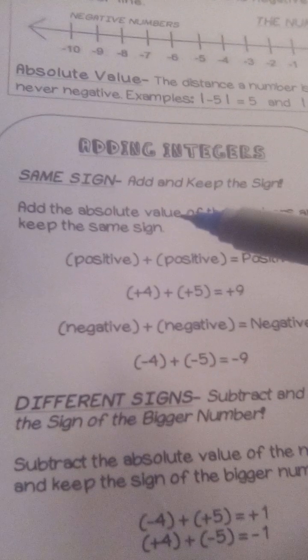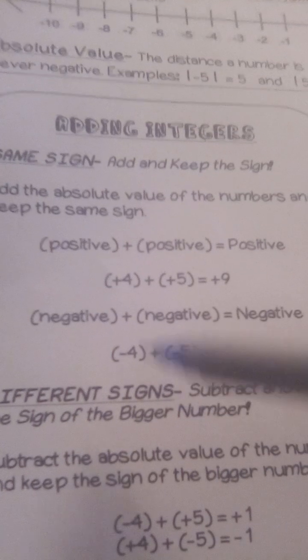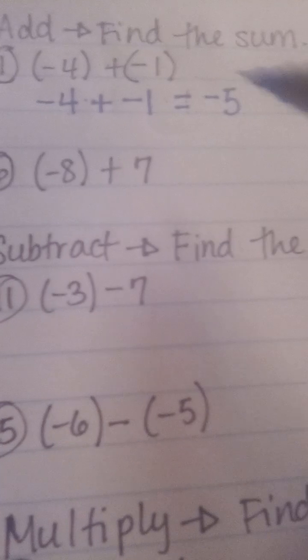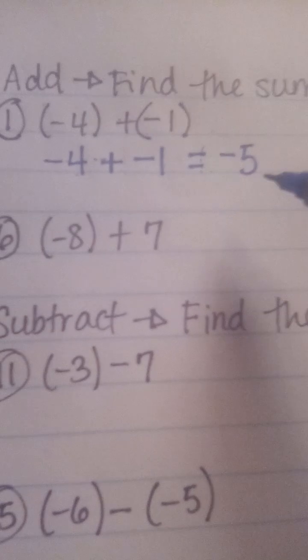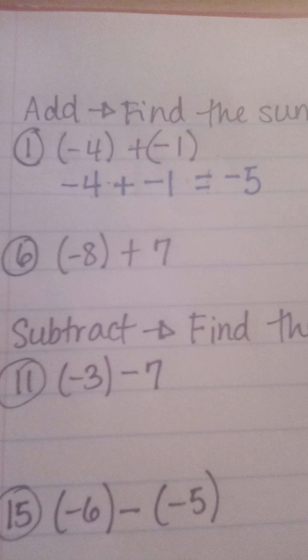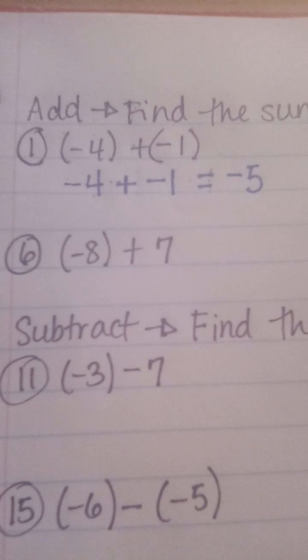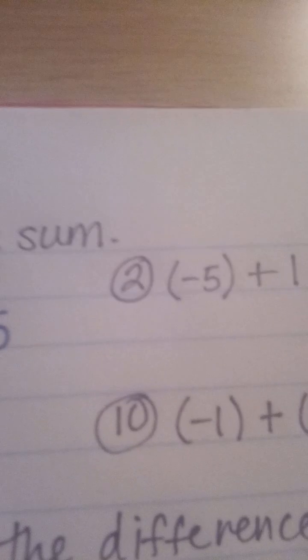But this will be a -5. Like I mentioned here, we have same sign, add and keep the sign. A negative plus a negative, or in this instance, you keep the sign. That's what we just did in the first part. So that's where you keep the sign. A -5. Any questions on number 1? Okay. Let's go to number 2.